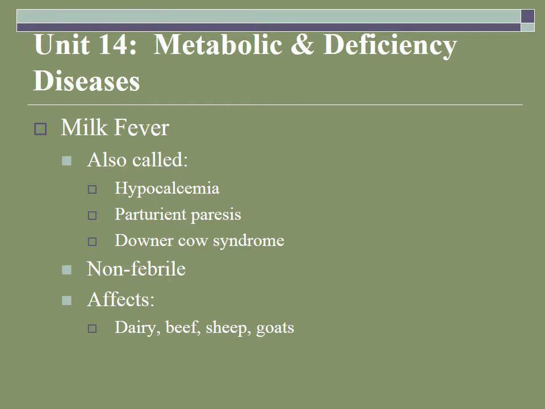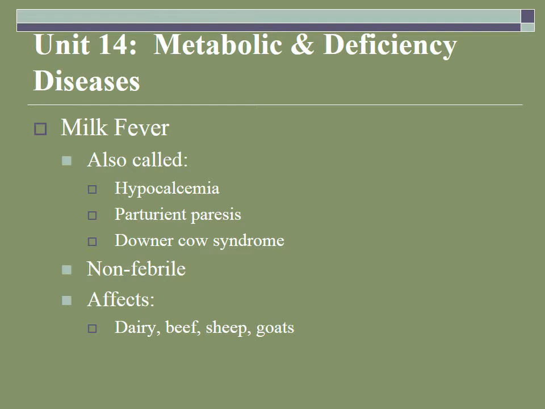The first one is called milk fever. We also know it by several other names. One of them is hypocalcemia, which means low in blood calcium. That's the hypo part. Calcemia is blood calcium. Parturient paresis is the technical or veterinary term for this particular disease. And the old farmer term is Downer cow syndrome.